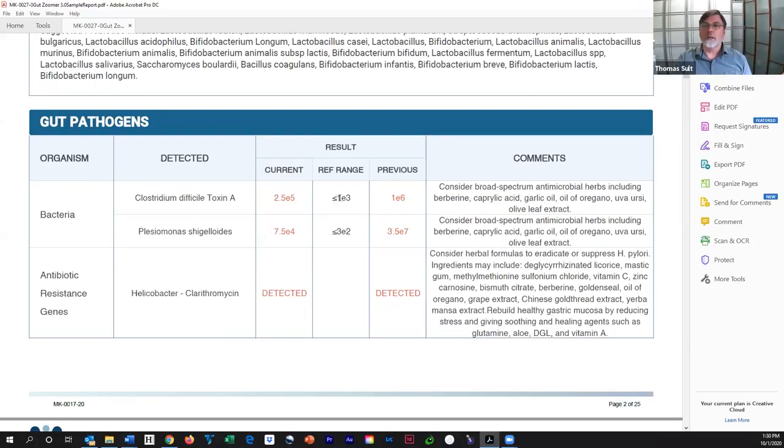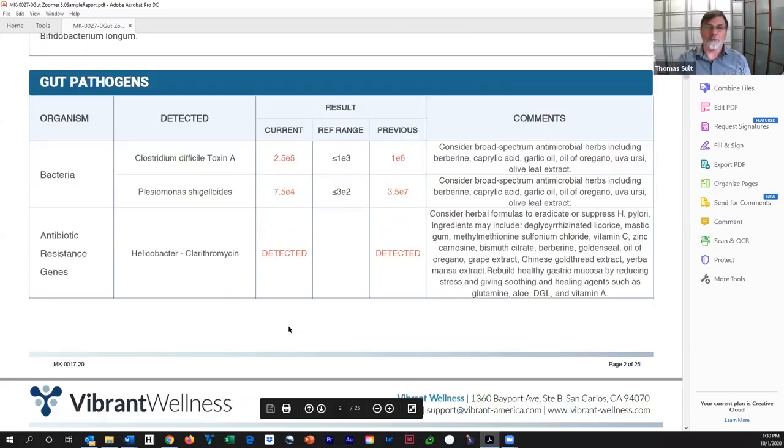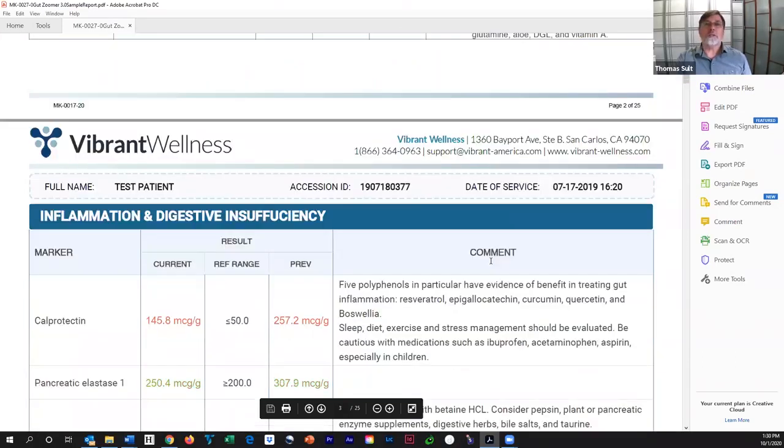So it's 1 times 10 to the 3rd, 3 times 10 to the 2nd, and then this is the previous result. And then the antibiotic resistance genes, only one was found. It was detected both times, which is not too surprising. And then comments again over here tells you something about which broad spectrum herbal treatments might be useful for having these abnormalities. Then we get into the detail.